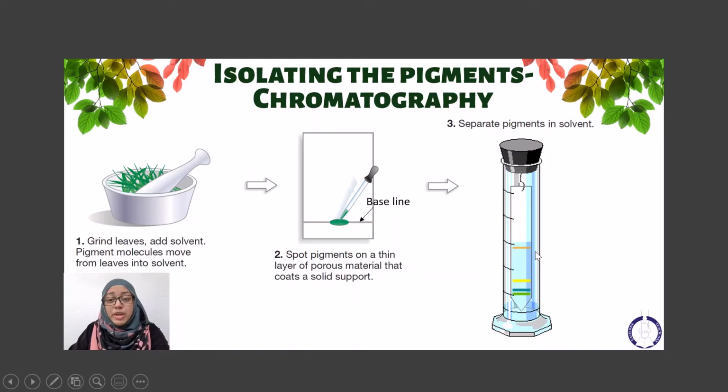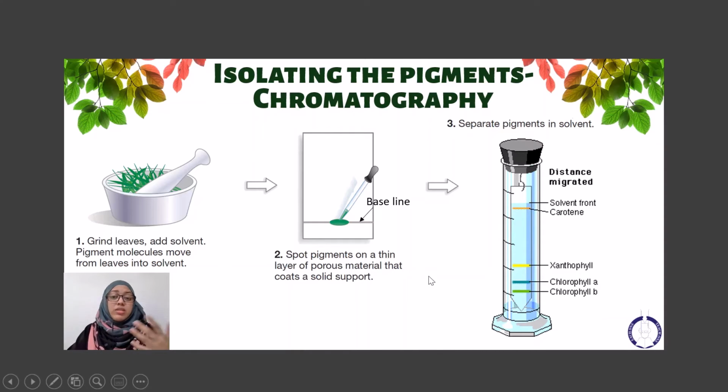action, the pigments that were dissolved in it are going to rise up as well, depending on their size and how soluble they are in the solvent itself. So the smaller molecules are going to rise up faster, the more soluble ones are going to rise up faster as well. And you can see I have separated them out here.